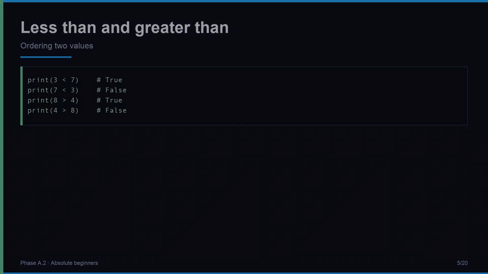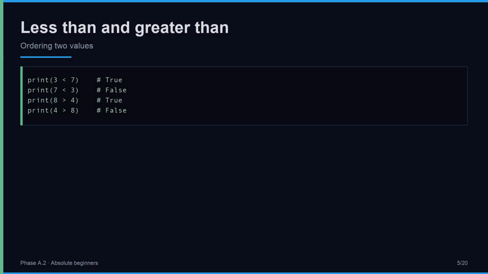Next come the ordering questions, written with the same angle brackets you know from school. 3 less than 7 is true. 7 less than 3 is false. 8 greater than 4 is true. 4 greater than 8 is false. The pointy side of the bracket always faces the smaller value, just as you learned in maths class. These two operators let your program rank anything that has an order, ages, prices, temperatures, scores.